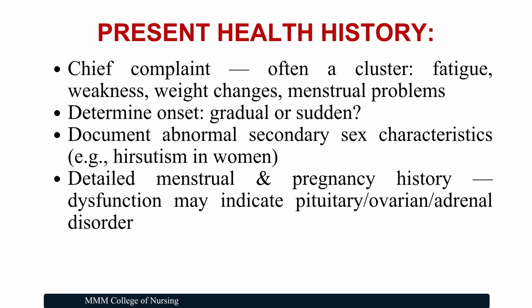For women, always take a detailed menstrual history. Irregular or absent periods can be caused by disorders of the ovaries, pituitary, thyroid, or adrenal gland.